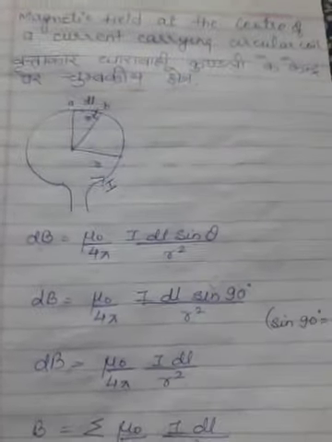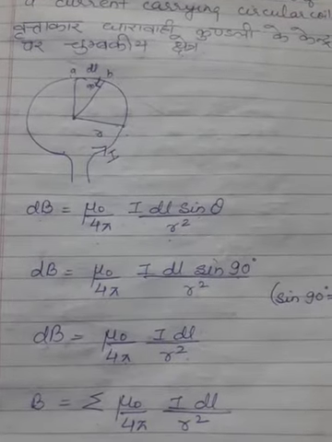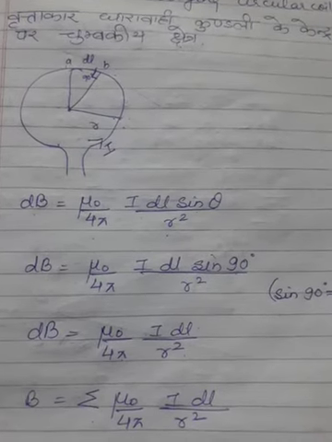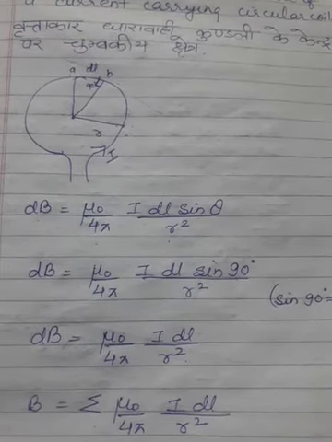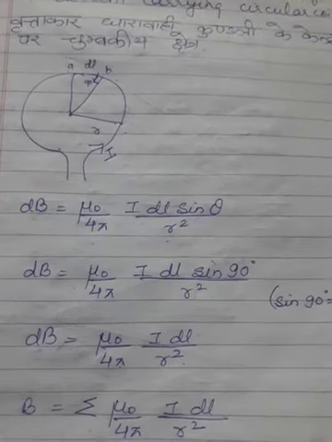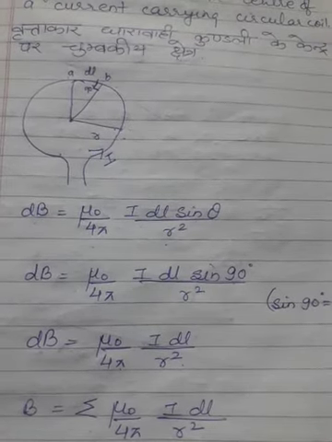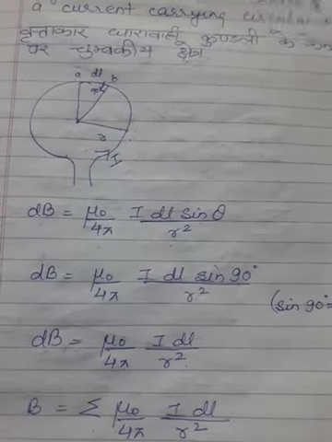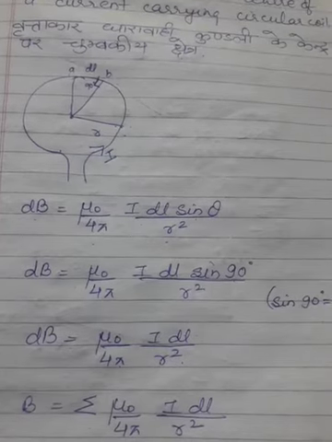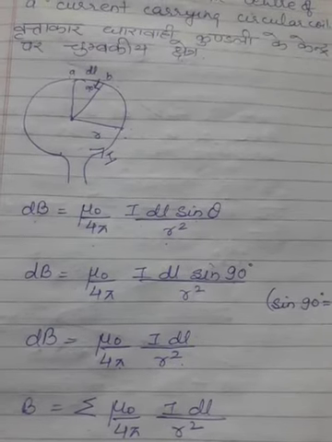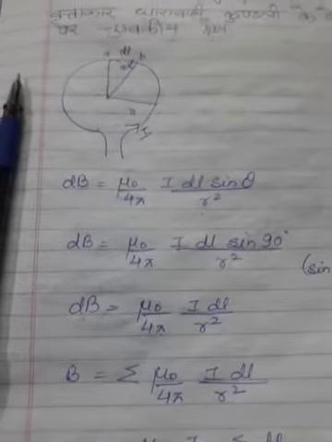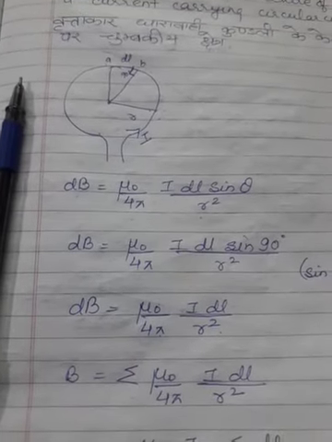So according to our condition, dB is equal to mu naught upon 4 pi I dl sine theta upon r square. That means the distance from the center to the periphery. Okay, but as we have to take the sine theta value, there you will have dB is equal to mu naught upon 4 pi I dl sine 90 degrees upon r square, where sine 90 is equal to 1. Hence, dB is equal to mu naught upon 4 pi I dl upon r square.